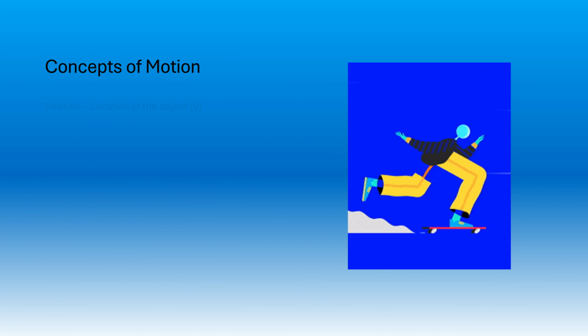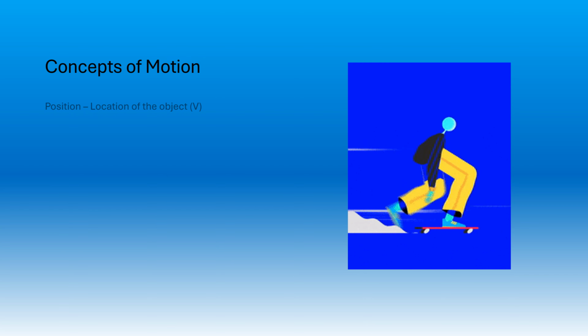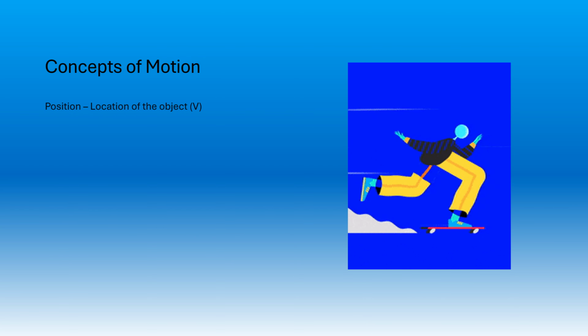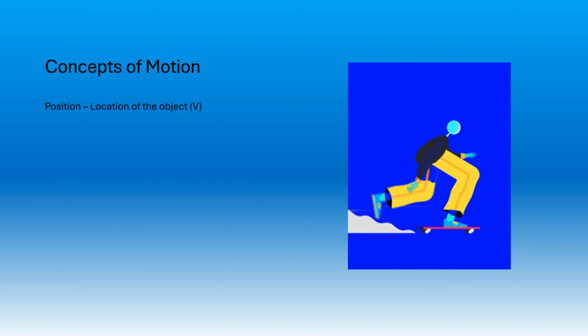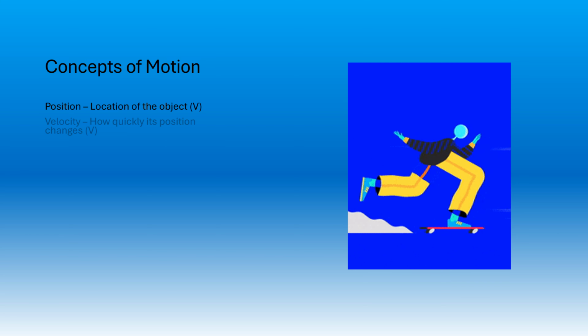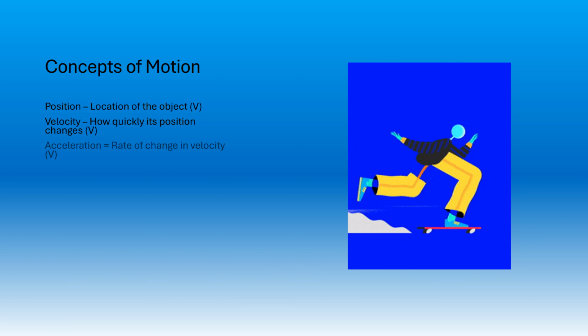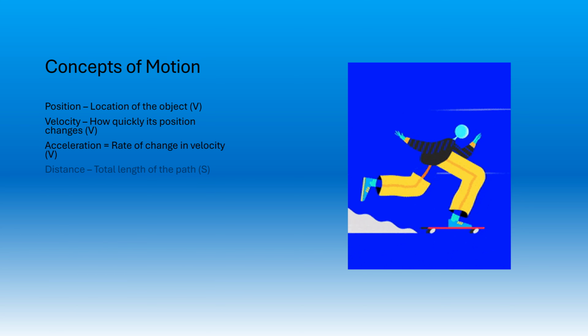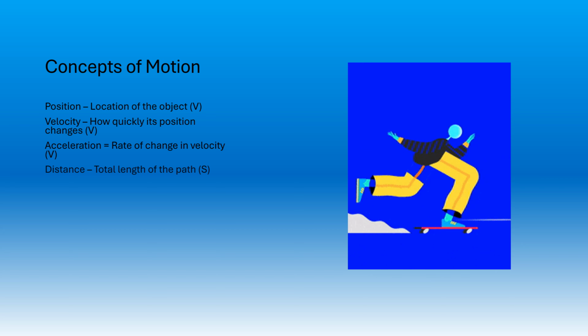Now, to understand motion, we need to define a few key terms. The position is the location of an object in space. Velocity is how quickly its position changes. And acceleration is the rate of change in velocity. Now, these three values are vector values, a vector meaning it has both magnitude and direction.